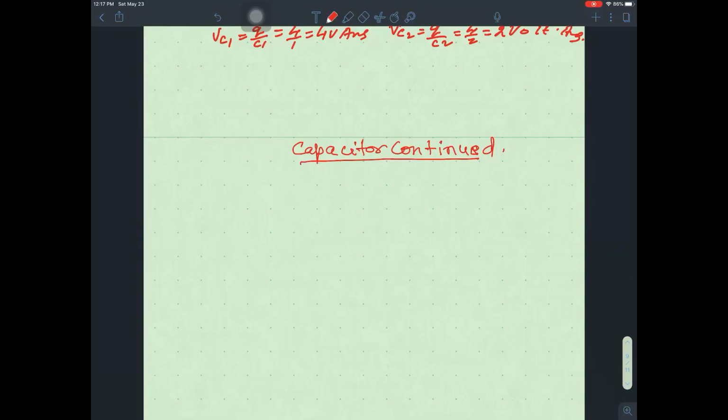Hello students, let us continue our discussion with the capacitor, and we have seen in the last class a few examples based on the series and parallel combination of capacitors. We will today discuss the energy loss.